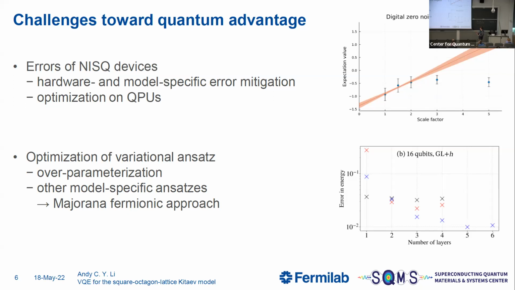On top of this, hopefully, if we optimize our ansatz on the QPUs, then some of these control and coherent errors may be mitigated automatically by the optimization. So those are two things that could make it better.